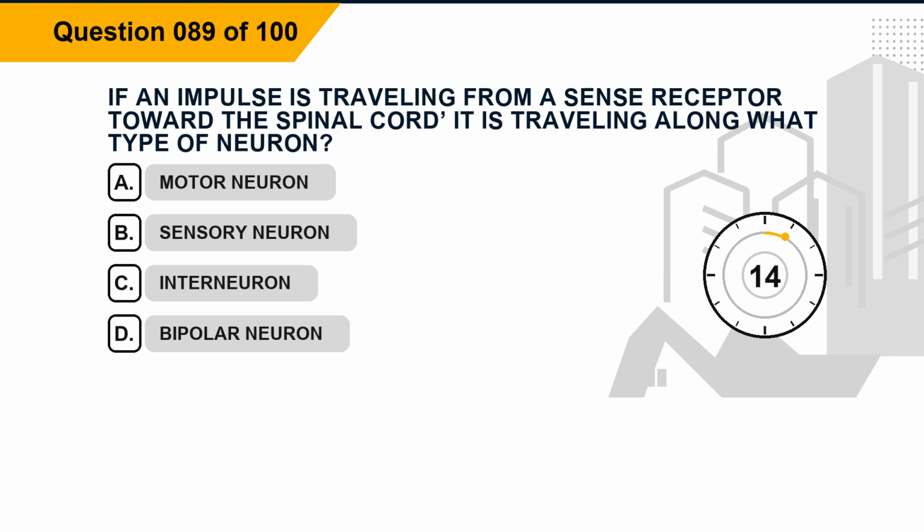Question 89. If an impulse is traveling from a sense receptor toward the spinal cord, it is traveling along what type of neuron? Option A, motor neuron. Option B, sensory neuron. Option C, interneuron. Option D, bipolar neuron.